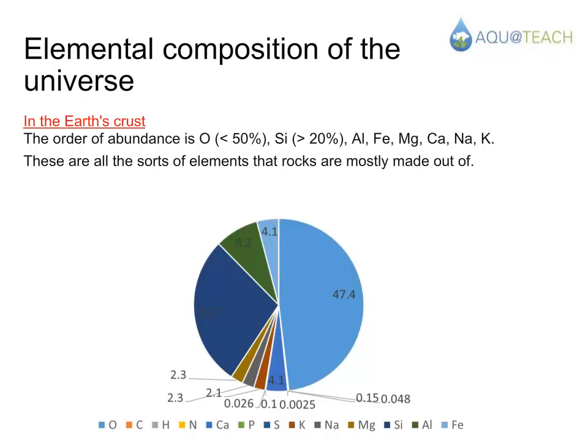In the Earth's crust, the order of abundance is oxygen, less than 50%, silicon, greater than 20%, aluminum, iron, magnesium, calcium, sodium, potassium. These are all the sorts of elements that rocks are mostly made out of. In the Earth as a whole, because of the core and the mantle, iron, nickel and magnesium become more important, but oxygen, silicon, and aluminum remain major overall constituents.